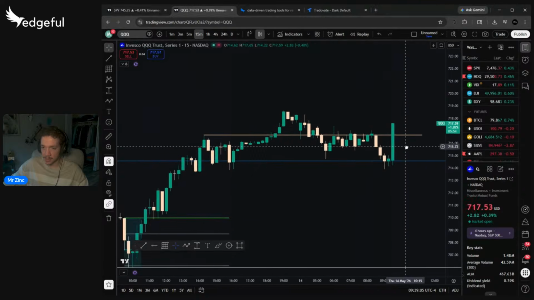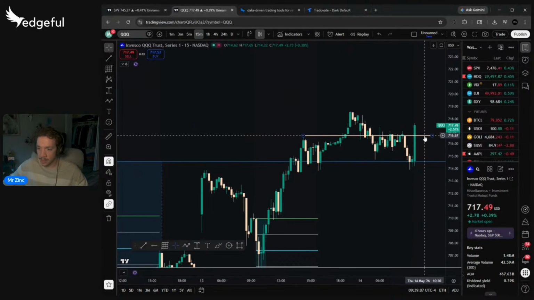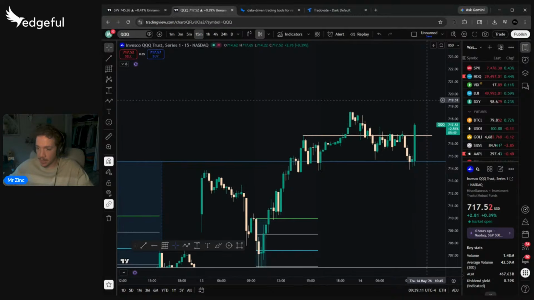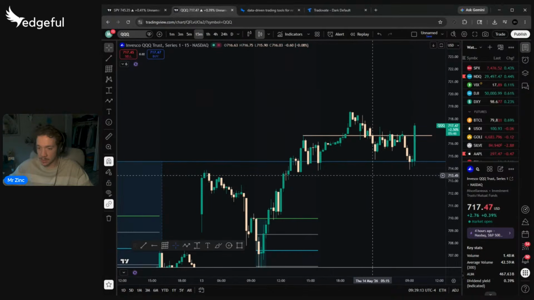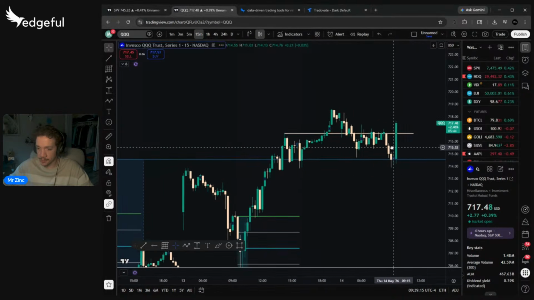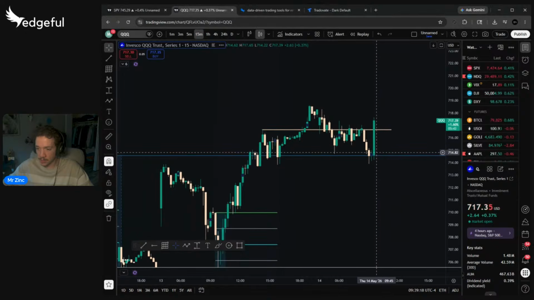We're anticipating it to hang up where it is right now, 716.67. Continuations up higher from there are expected. We are not expecting a pullback today. We don't want to look for it to go down.